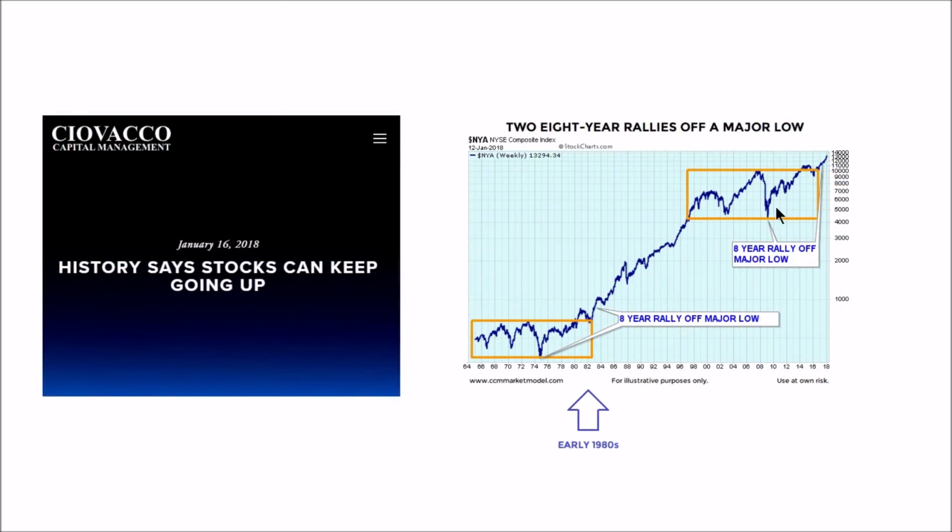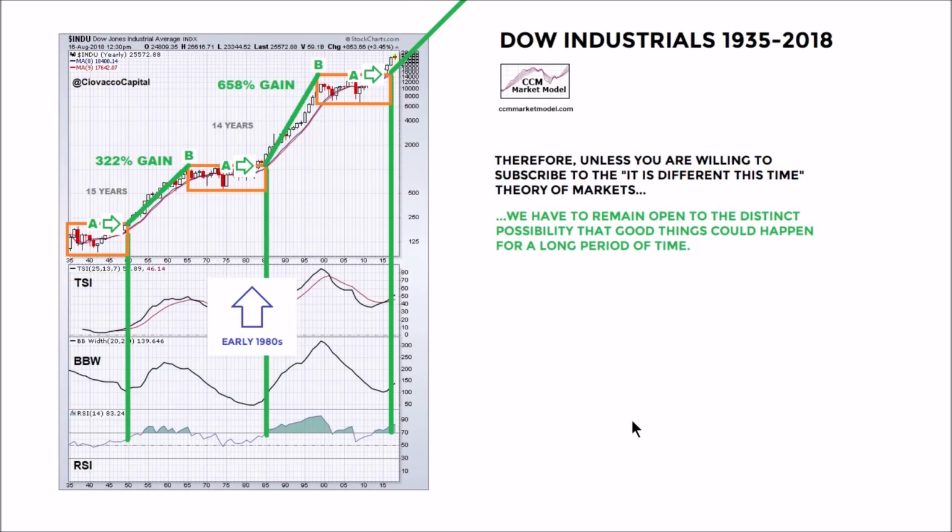But stocks have been rising for a long, long time. They can't keep going up. We could have said the exact same thing here in the early 1980s. Stocks have been rising for a long, long time. They can't keep going up. Well, they did keep going up. Look where we are again. We could have said stocks can't keep going up, they've been going up for 8 years. We could have said that in the early 1980s, which once again aligns with the technicals.